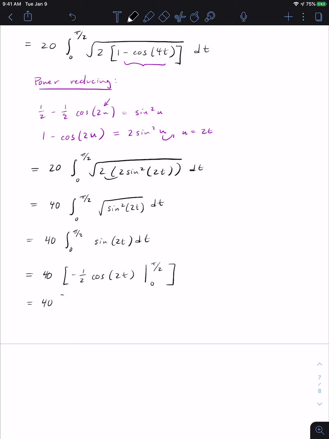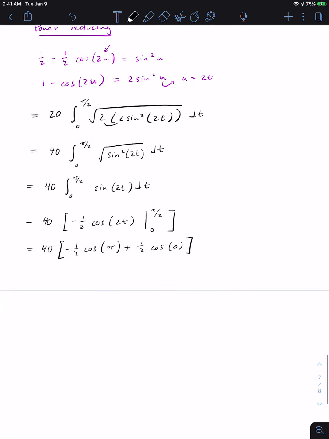So 40 times negative 1/2 cosine, if I plug in pi over 2, the 2's cancel out, so cosine at pi, minus negative, so plus 1/2 cosine at 2 times 0, which is 0. Cosine at pi is negative 1 times negative 1/2 gives me positive 1/2. Plus cosine at 0 is 1, so I get positive 1/2. 1/2 plus 1/2 is 1, so I get 40.